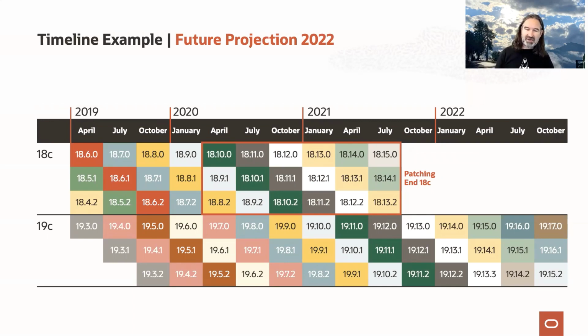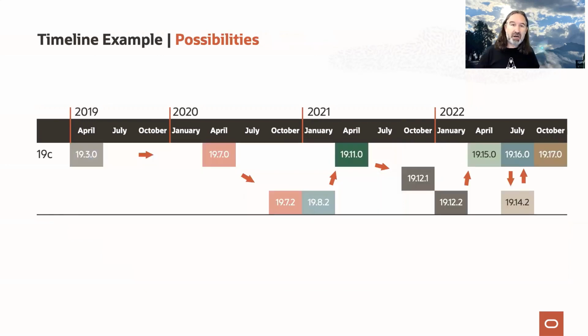And you still sit there and say, and what should I do? So first, I tell you what you could do. The good thing with RUs and RURs is you can jump back and forth.